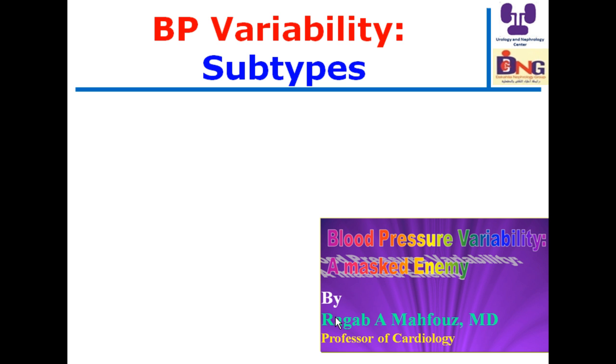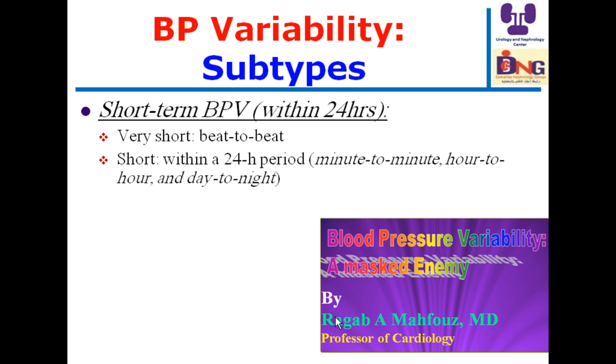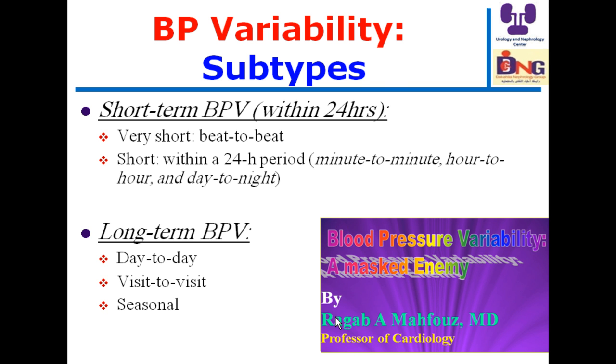I attended the 18th Damietta Cardiovascular and Diabetes Conference, and this was one of the presentations there: blood pressure variability, a masked enemy. Even if it is debated, I don't like variability in anything in medicine, because variability can be considered unphysiological. Within this presentation, Professor Ragab mentioned short-term blood pressure variability within 24 hours: very short beat to beat, minute to minute, hour to hour, and day to night. And long-term blood pressure variability: day to day, visit to visit, and seasonal.